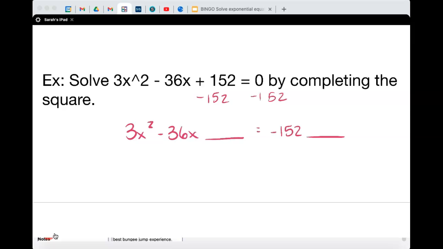Gracie noticed this was different than the other problem because I have that 3 for my a value. She's right, I want to divide this 3 out, but I'm technically going to be factoring it out of 3 and 36. You can't take it out of 152. That's why I changed it, because you will have a problem like this in homework where you can't take it out of all 3 terms. If you can, you absolutely should, because that makes it way easier. Just divide it out.